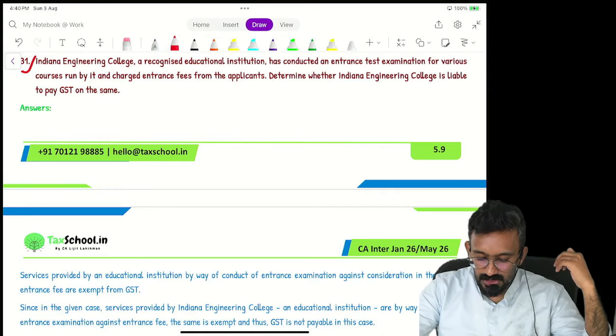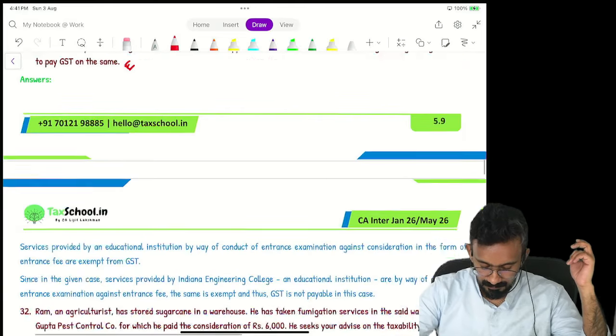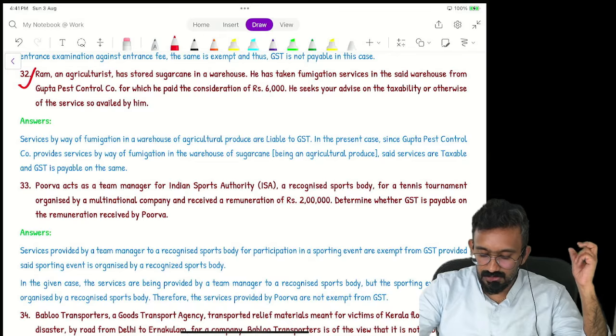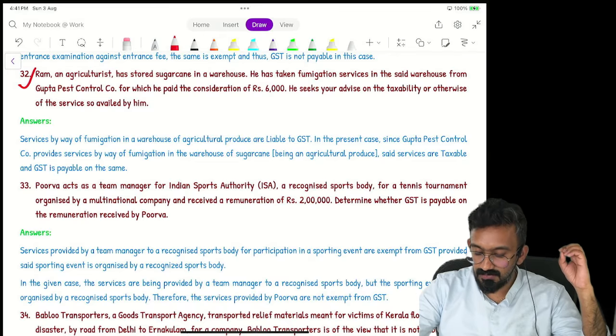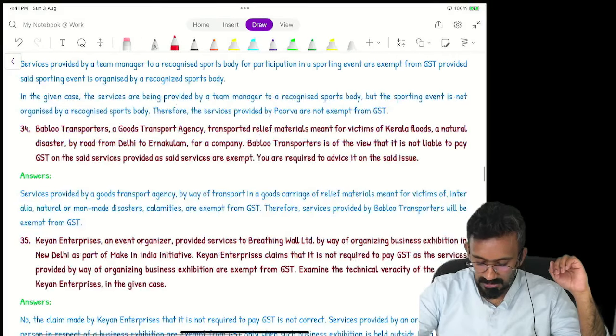Indiana Engineering College, a recognized educational institution, has conducted an entrance test examination for various courses run by it. Charged entrance fees from applicants. Whether Indiana Engineering College is liable to pay GST on the same entrance exam. Ram, an agriculturist, has stored sugarcane in a warehouse. He has taken fumigation services in the said warehouse from Gupta Pest Control and paid 6,000. Taxable. Pest control is now withdrawn from exemption.